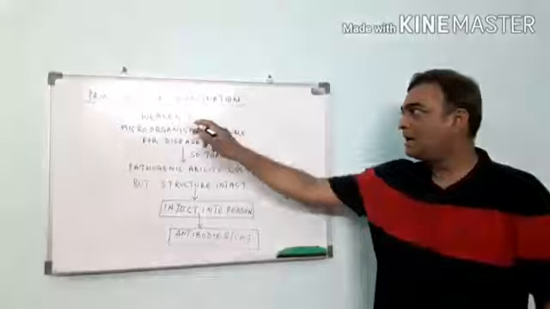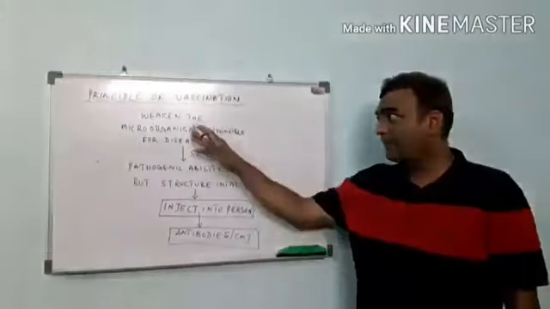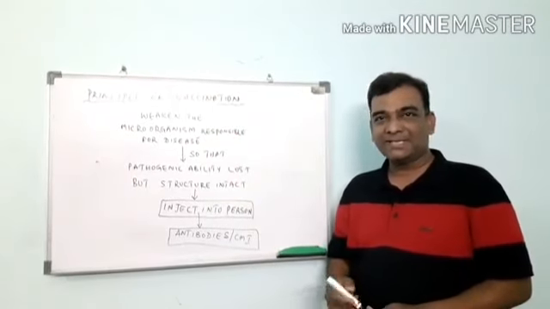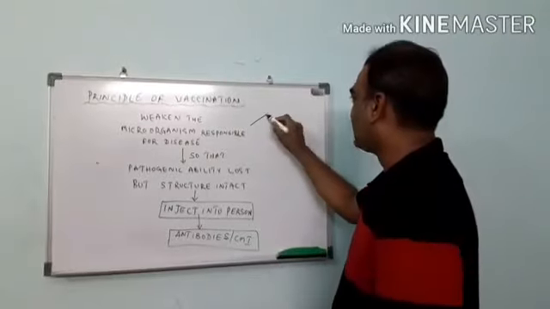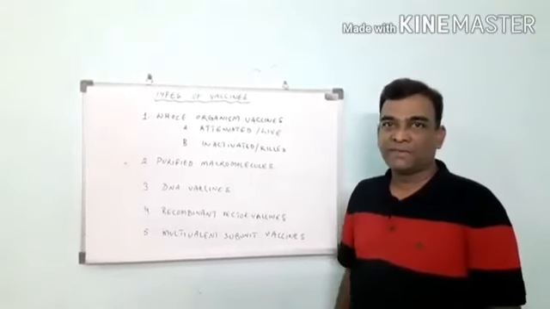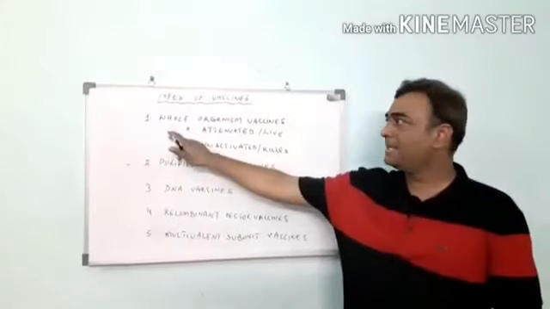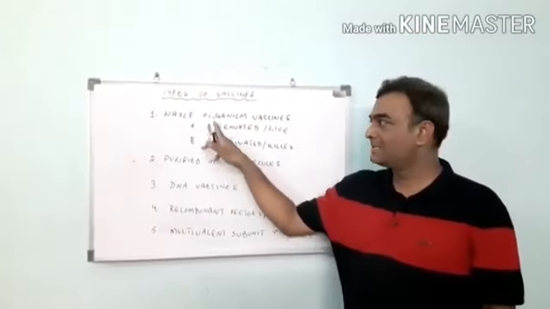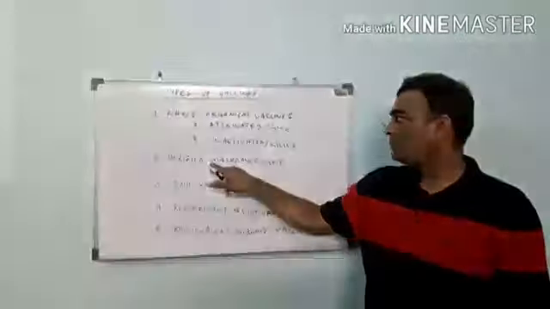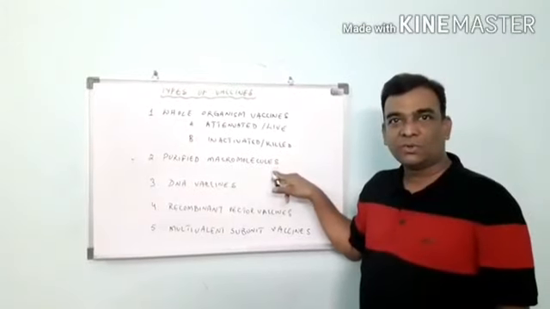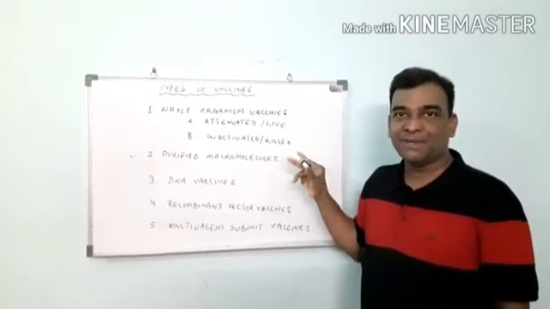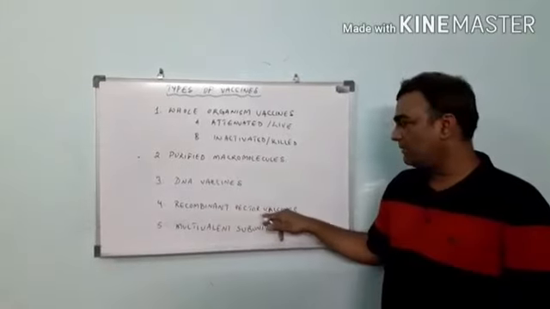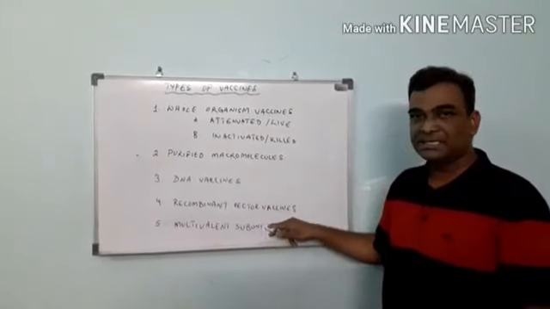Now the next point is how to weaken the microorganism, and depending on this we have two different types of vaccines available. One is attenuated vaccine, the other is inactivated vaccine. Now let us see different types of vaccines. First and foremost category is whole organism vaccines, where the whole organism responsible for the disease is used. The next category is purified macromolecules, where it is not the whole organism but some parts of it, like some epitopes of it, that are used. Next, the third are DNA vaccines, fourth are recombinant vector vaccines, and the fifth are multivalent subunit vaccines.